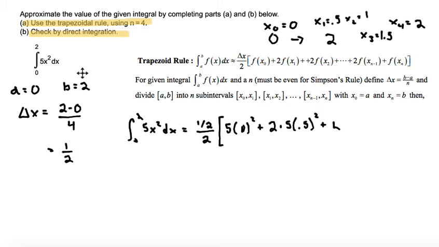plus 2 times 5 times 1 squared, plus we have one more with a 2 coefficient, times 5 times 1.5 squared, and then the last term does not have a 2 coefficient in front of it, so it would be just plus 5 times 2 squared.